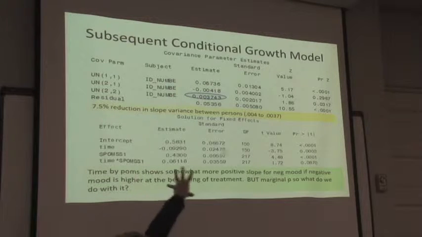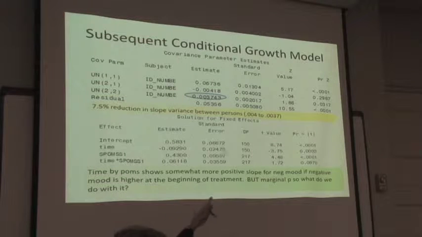And then we also have our fixed effect solution at the bottom here. And what does it tell us? It tells us that the time by negative mood interaction effect is non-significant. It's marginally significant. It does show a somewhat more positive slope if negative mood is higher at the beginning of treatment, but it's marginal, so what do we do? Keep it, throw it out.